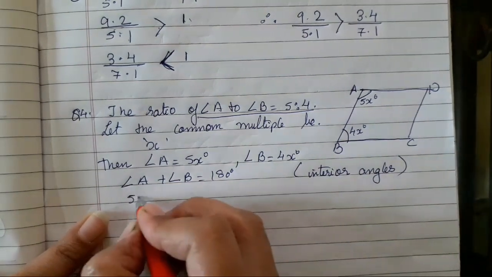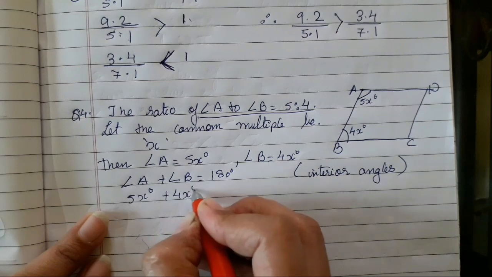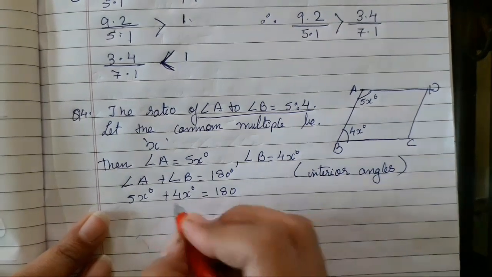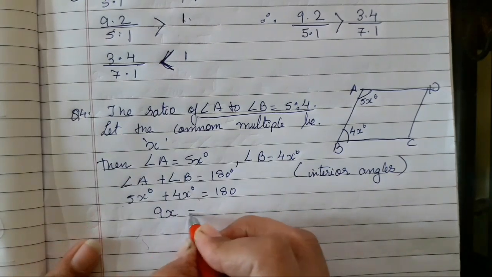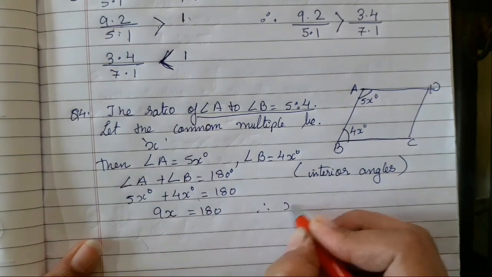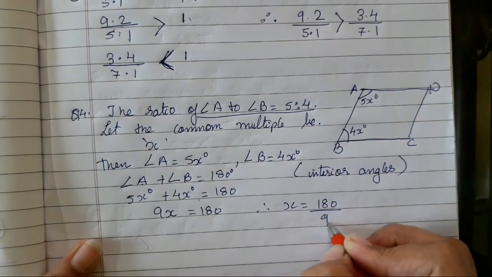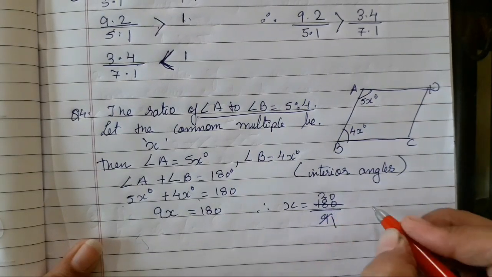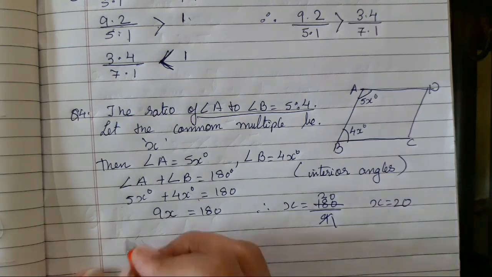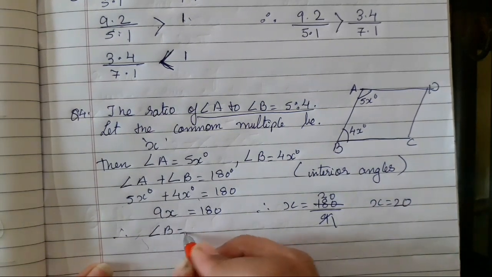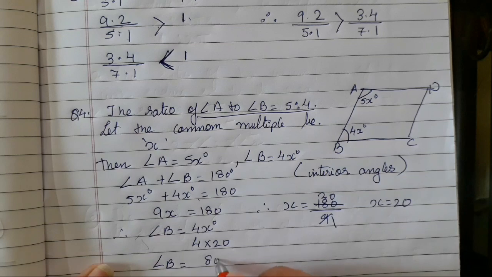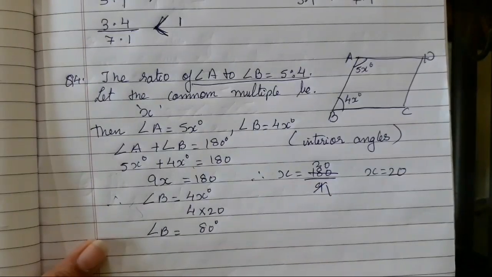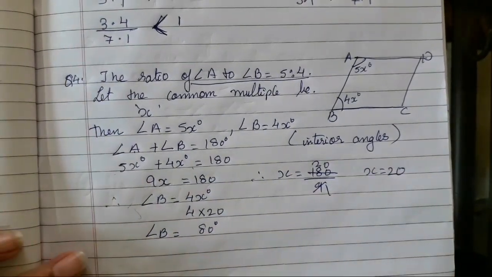Okay, so this is 5x degree plus 4x degree is equal to 180. When you add this, you are going to get 9x is equal to 180. Therefore, x is equal to 180 upon 9. 9 1s are 9, 9 2s are 18. X is equal to 20. Therefore, angle B is equal to 4x degree, means 4 into 20. So, angle B is going to be 80 degree. Got it? Wasn't it easy? Now, we will move to the next question.